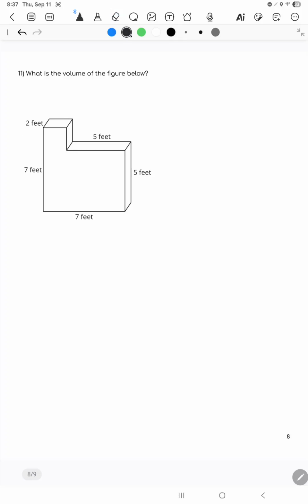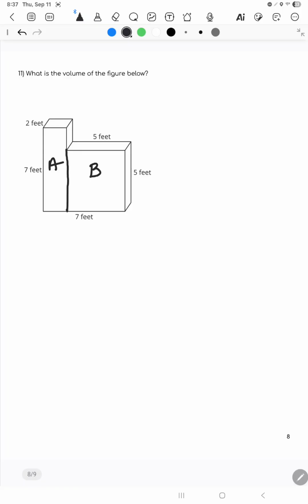It doesn't matter which way I split this, but the first thing I'm going to do is split into A and B. I could split it horizontally. So I have A here and B here. I could also split it vertically. So I have A here and B here.